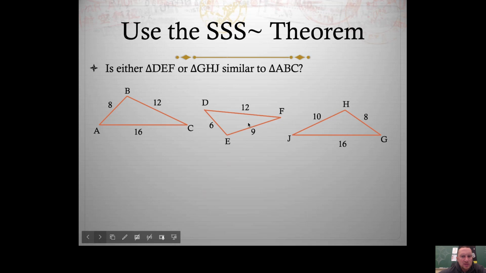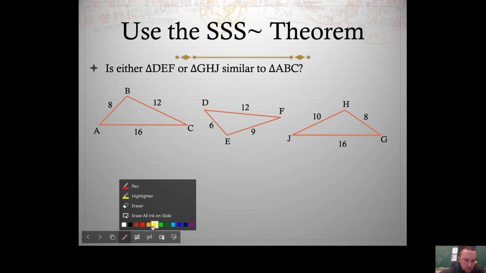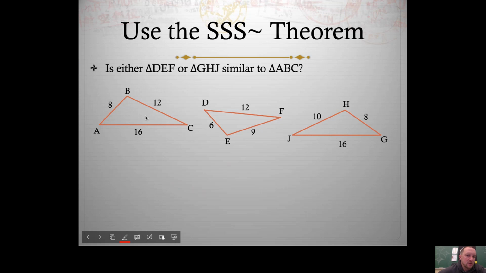Is either triangle DEF or triangle GHJ similar to triangle ABC? So here's triangle ABC. I'm going to see if this triangle is similar to this one first. So what I'm going to do is write down my side lengths for this triangle, and I'll put them in order. 8, 12, 16.